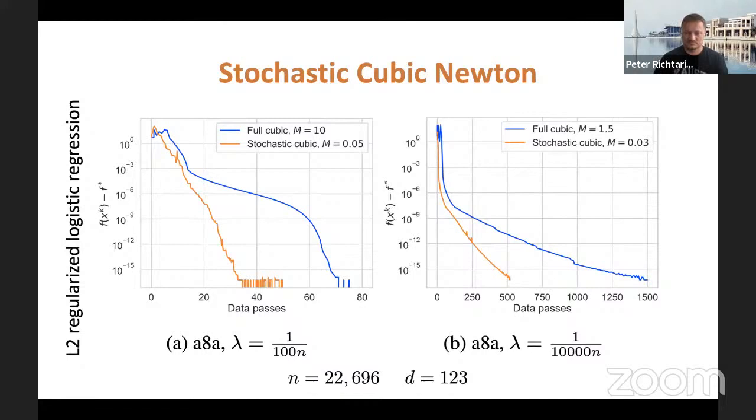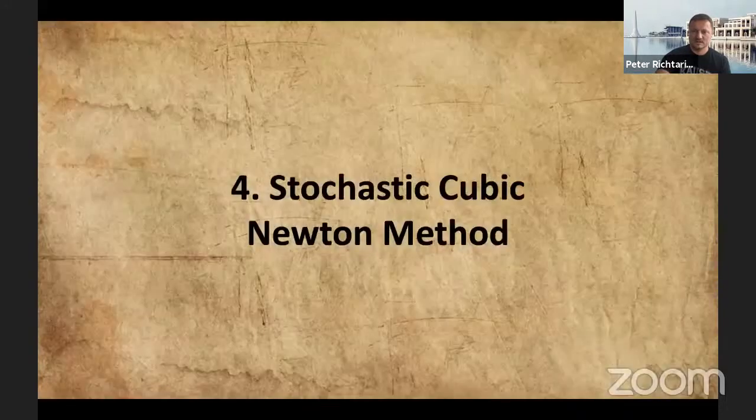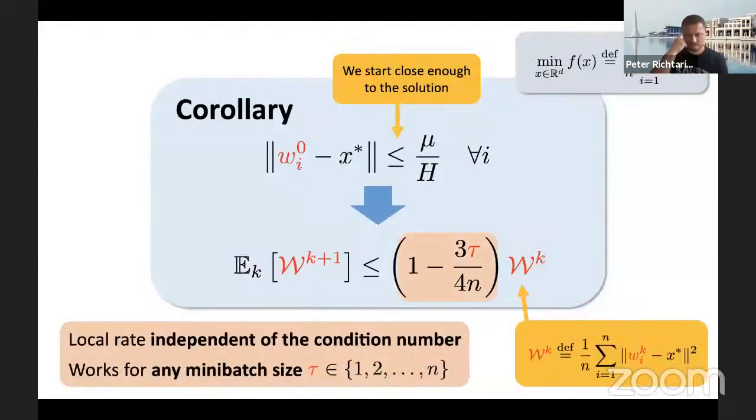If I may have just a very quick question on your previous slide, you mentioned that one of the assumptions is that you initialize close enough to the solution, and that seems to depend on... Is mu the condition number? That's the strong convexity constant, and H is the Lipschitz constant of the Hessian.